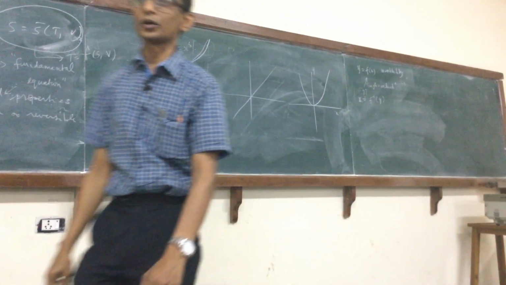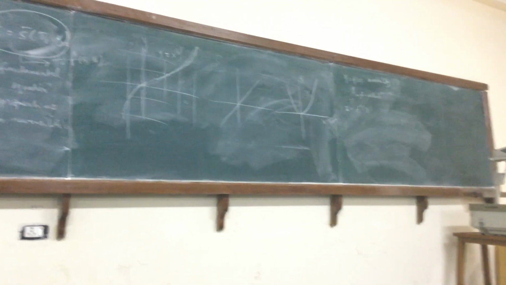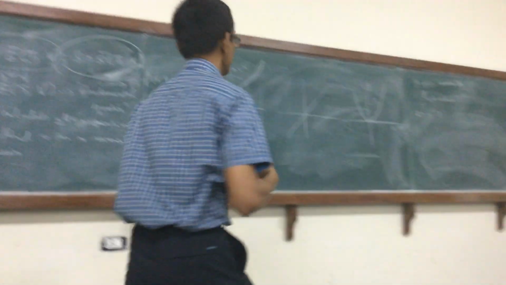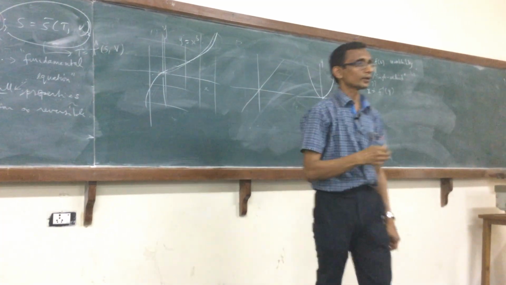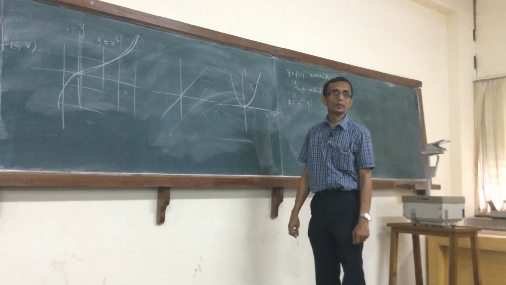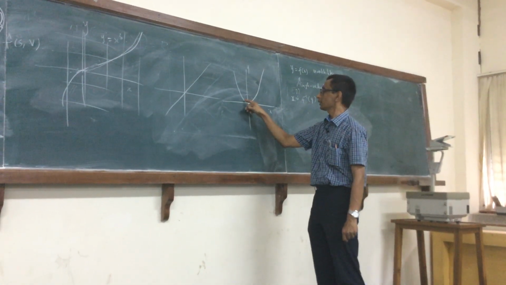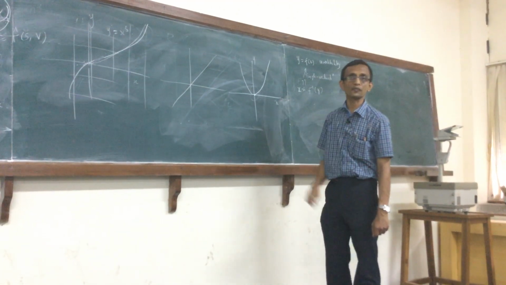Clearly, this function is not globally invertible. I say globally because any domain that contains x equal to 0 will mean that the function is not invertible. So if you consider any domain around this, you can see that for every value of y, there are two values of x.